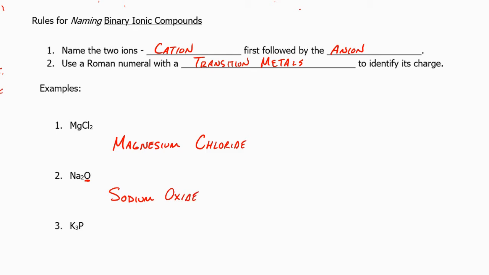And then our last example in this is K3P. So we look at the periodic table and find K, and it happens to also be on the left, right around our sodium, and it happens to be potassium. Now, we go find P, which happens to be phosphorus, but remember we changed the ending to "ide," so this is potassium phosphide. All right, so this is how we name our binary ionic compounds.